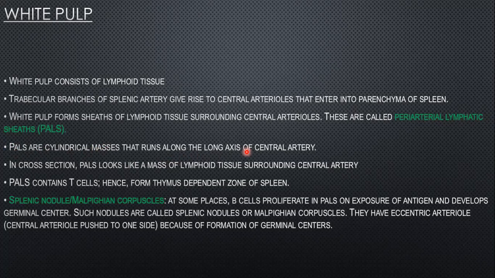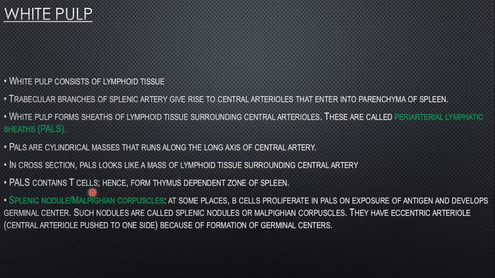Now, the periarterial lymphatic sheath contains T lymphocytes. Please go and look at your T lymphocytes. We have, I think, four types of T lymphocytes: the memory T cells, the helper T cells, the suppressor T cells, and the cytotoxic T cells. Go and look at them in your physiology or in your immunology.